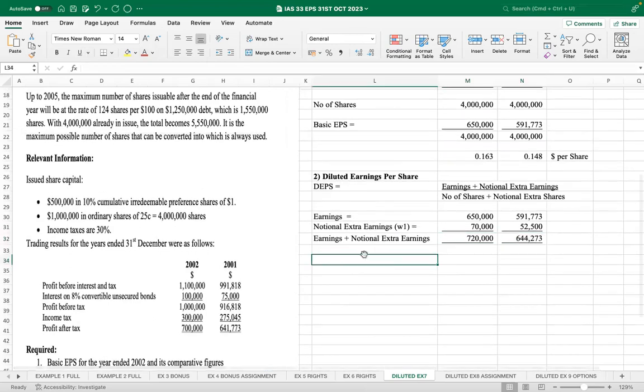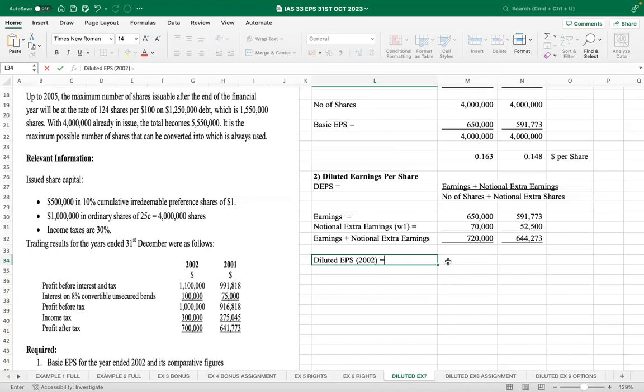Now, diluted EPS, okay, and then next we need to find the denominator. Remember, denominator is number of shares plus notional extra shares. So maybe before that, we can get the diluted EPS in 2002. Diluted EPS in 2002. So that we move systematically.